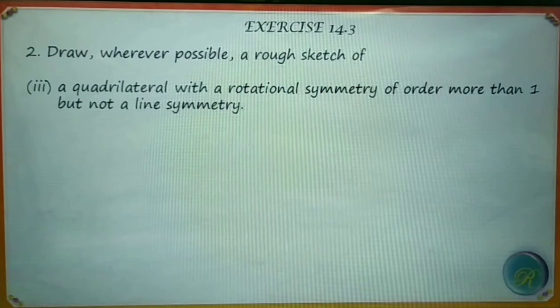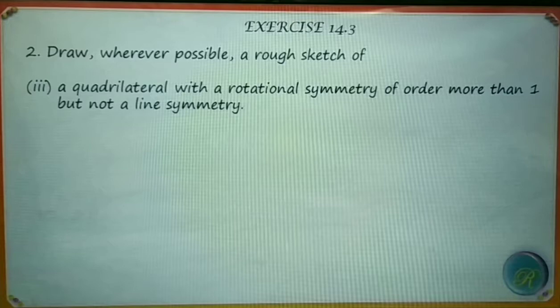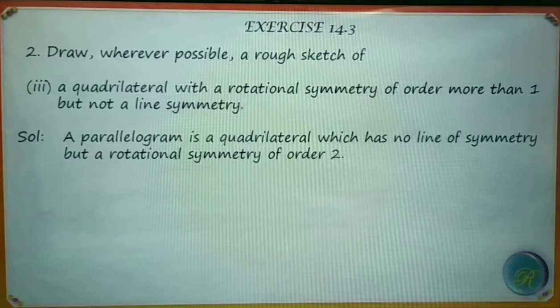Third one, a quadrilateral with a rotational symmetry of order more than 1 but not a line symmetry. Solution. Which is the quadrilateral with no line of symmetry? Parallelogram. A parallelogram is a quadrilateral which has no line of symmetry but a rotational symmetry of order 2.